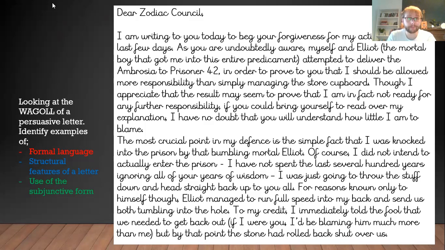Okay, so formal language then. That is where you're using the full non-contracted versions of words, as well as sometimes just using particularly formal expressions. But in this case, I've gone the other way around, structural features first. That's the only one in there really. So: Dear Zodiac Council. The key thing for when we're looking for structural features: start with Dear, end with Yours sincerely.